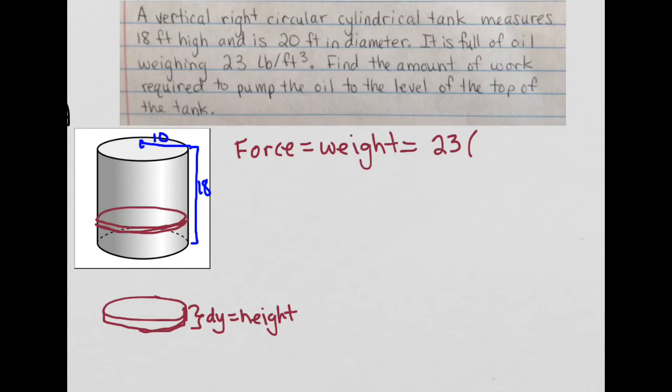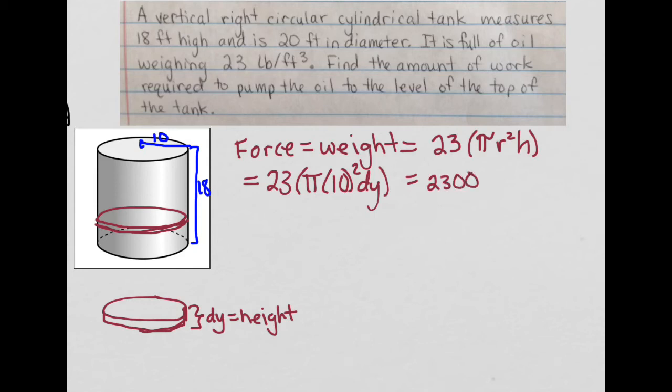The volume of a cylinder is pi r squared h. In this case, our radius is 10 and our height is dy. So that is going to equal 10 squared is 100, times 23, so 2300 pi times dy. So that is our force.